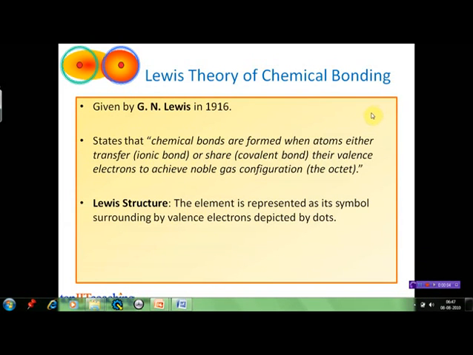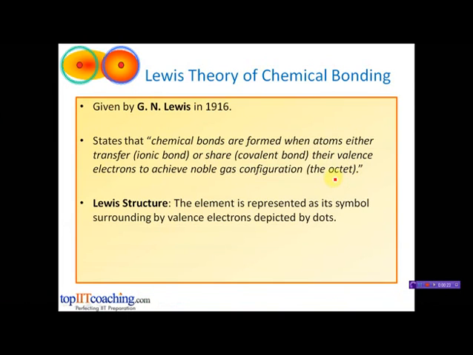The Lewis theory of chemical bonding was proposed by J. N. Lewis in 1916. According to this theory, the elements try to achieve noble gas configuration, that is, 8 electrons in their outermost valence shell. The noble gas configuration is also known as the octet because of the 8 electrons. So, in order to achieve an octet, either the electrons are transferred from one atom to another atom, in which case the ionic bond is formed, or the atoms share the electrons among themselves. In that case, covalent bonds are formed.